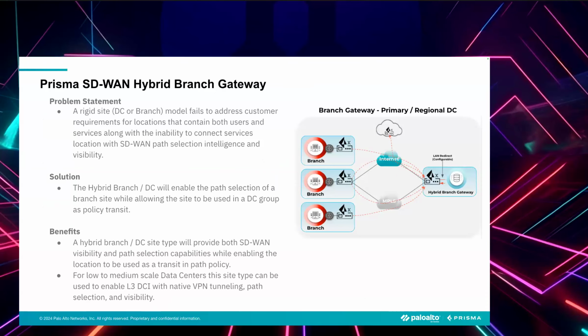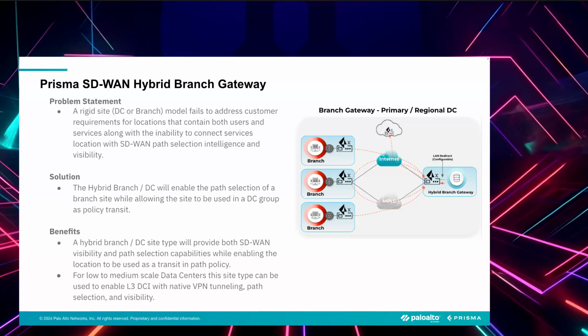One of the key features we have recently introduced in our 6.4.1 release is a hybrid branch gateway. We have a branch device where the SD-WAN path selection intelligence and visibility work, and we also have a data center device that can act as a transit. But there are use cases where both the users and services are in the same place. So how can we leverage the best of both worlds, branch and data center? That's where we introduced the branch gateway: a hybrid branch and data center type that provides both SD-WAN visibility and path selection capabilities while enabling the location to be used as a transit in the path policy.